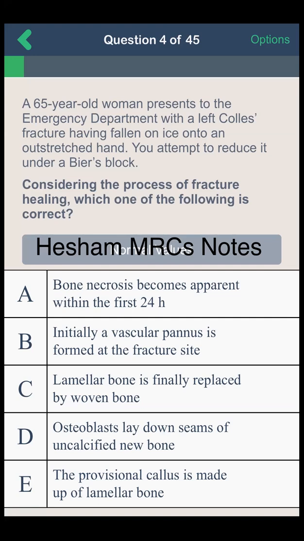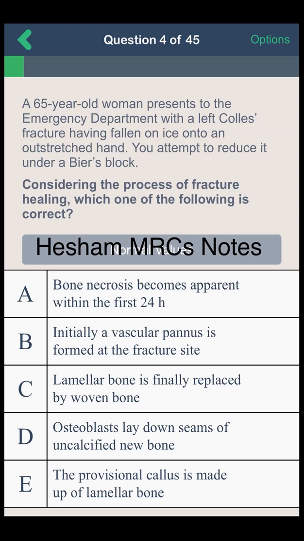Sir, it's D. Osteoblasts lay down a seam of uncalcified new bone, which further forms into lamellar bone. Okay, can you tell me what the stages of bone healing are? So the first stage is hematoma formation. Yes. And then the stage of inflammation, then callus formation, then endochondral ossification, and the last stage is remodeling, where woven bone is converted into lamellar bone.